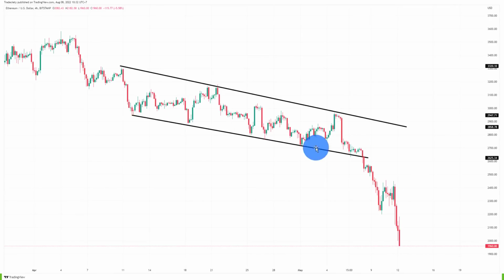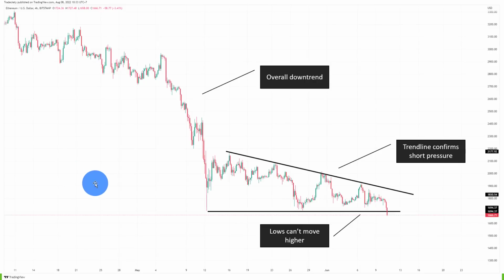So in this case, the channel is more of a continuation, whereas previously, if the channel looks like a flag, it is more of a continuation in a long-term trend. Here, a very different example. We are in an overall downtrend, right?